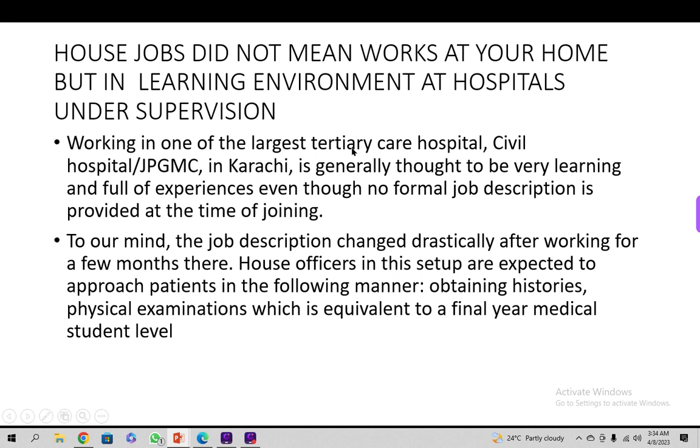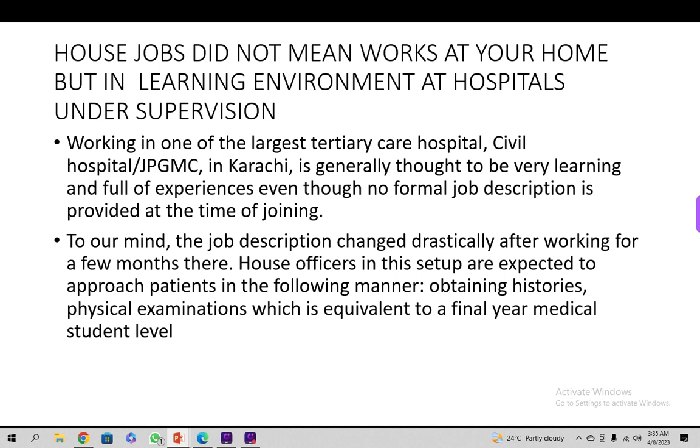Working in one of the largest tertiary care hospitals, for example, Civil Hospital, Karachi or Jinnah Postgraduate Medical Centre in Karachi is generally thought to be very learning and full of experience, even though no formal job description is provided at the time of the joining. Job description is very important. They should give it to you in your hands, and this is your job description. Do you have the paper or the job description with you at the start of the house job or not? This is again the question given to you.